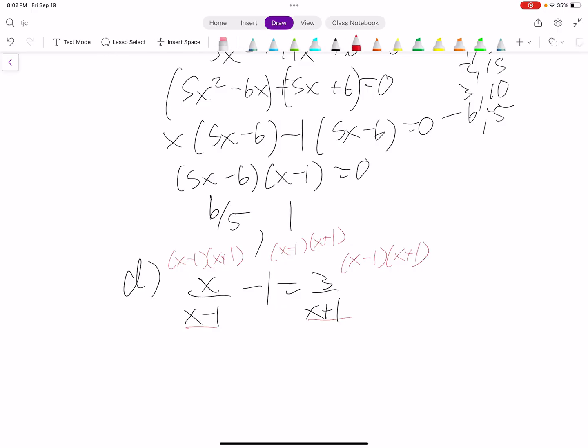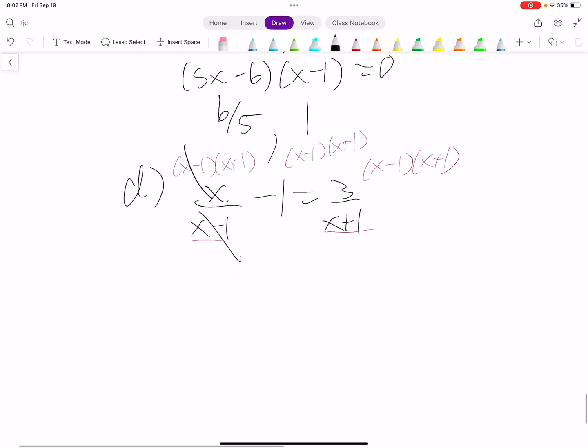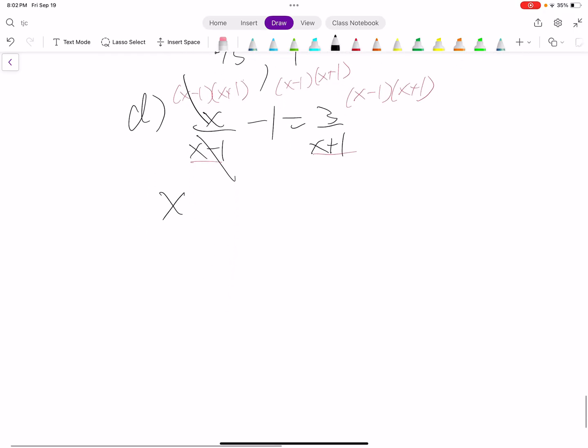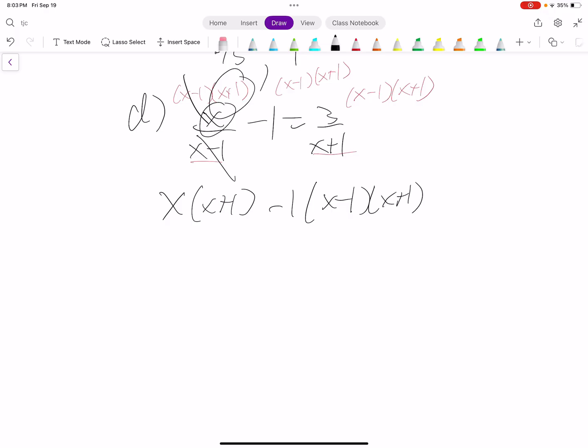Then we're going to cancel. The whole reason we're doing this is to get rid of the denominators. Notice this cancels with that. That leaves you with this x here and this x plus 1. So it's this x and the x plus 1. Next is minus 1 times nothing cancels, so we're going to have to write this out. And then equals, here the x plus 1's cancel, so it equals 3x minus 1.